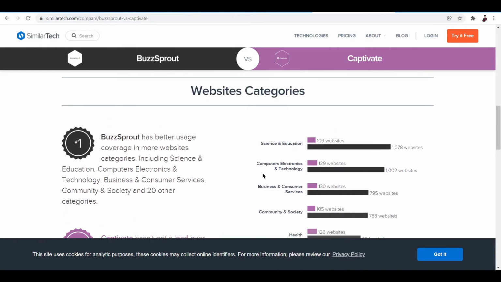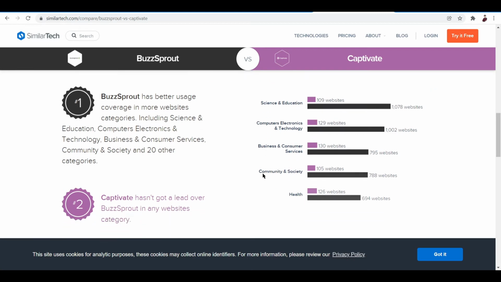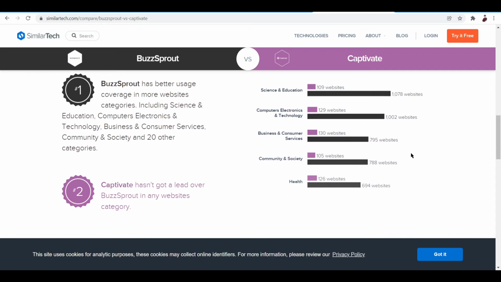Now, what about the website categories? For some people, this is important. Why? Because they might be looking at certain topics that is not exactly supported, but not exactly making a wave in that certain platform. Now, let's take a look at Buzzsprout over here. The number one spot goes to Buzzsprout. Why? Because it has a better usage coverage in more website categories, including science and education. What else? Computers and electronics and technology, business and consumer services, community and society, and 20 other categories.